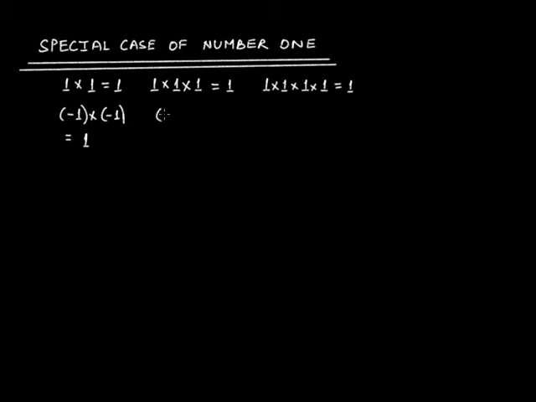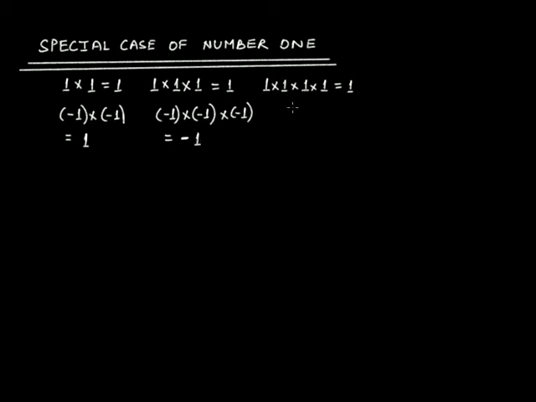What if you have minus 1 times minus 1 times minus 1? In this case you have 3 negative integers. Now 3 is an odd number, and if you have an odd number of negative integers in a given multiplication, then that multiplication will give a negative result, a result with a negative sign. So here you'll have a minus sign and then 1.